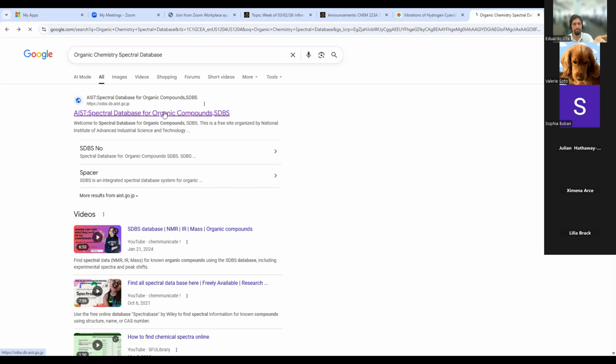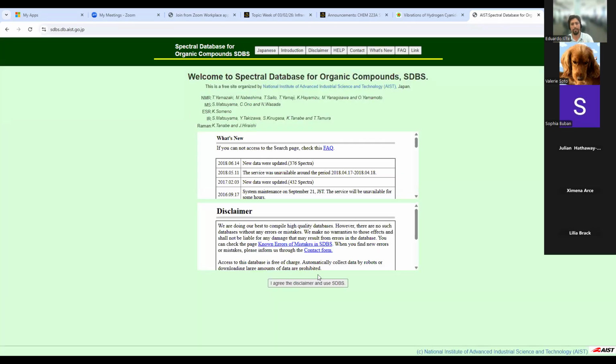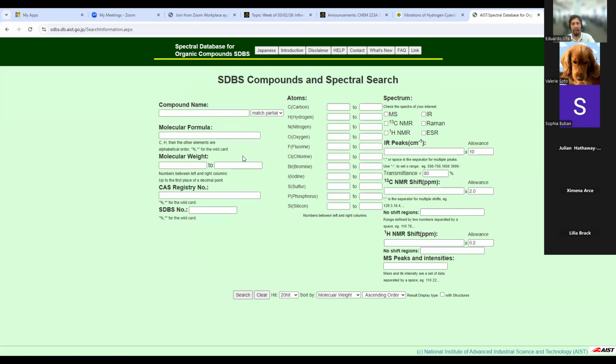So you're going to go ahead and click on it, and you'll get to this website. Go ahead and put I agree. And then here you can see the menu. You can type in the compound name. You can type in the formula. You can type in the molar mass. If you know the CAS number, if you know the SDBS number, I don't really know what that means, to be honest.